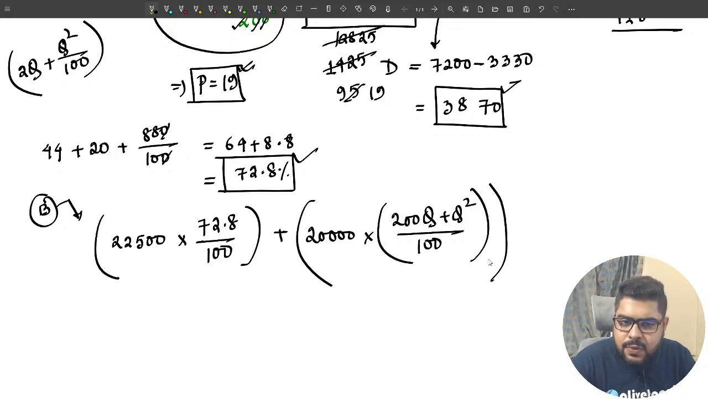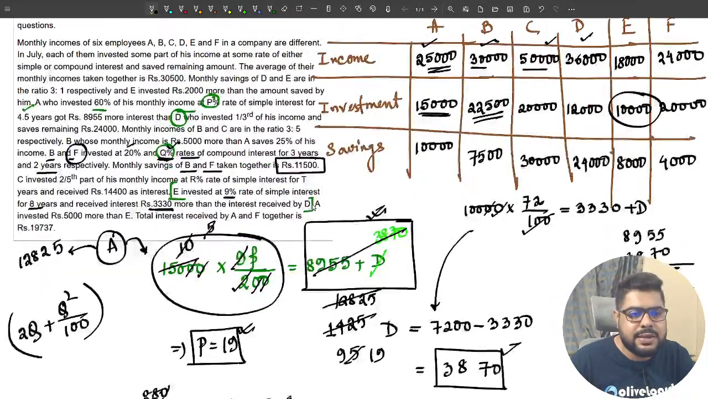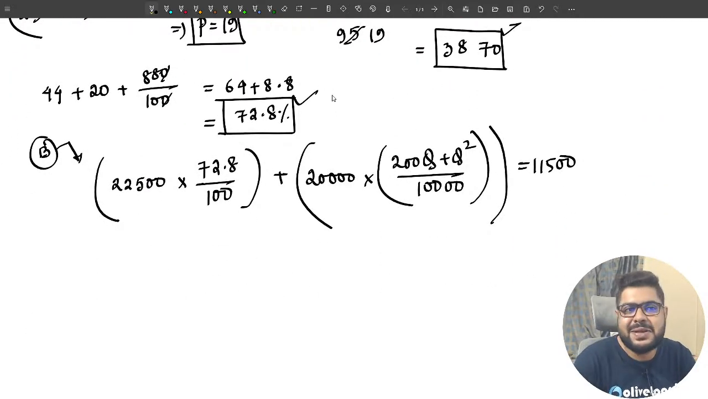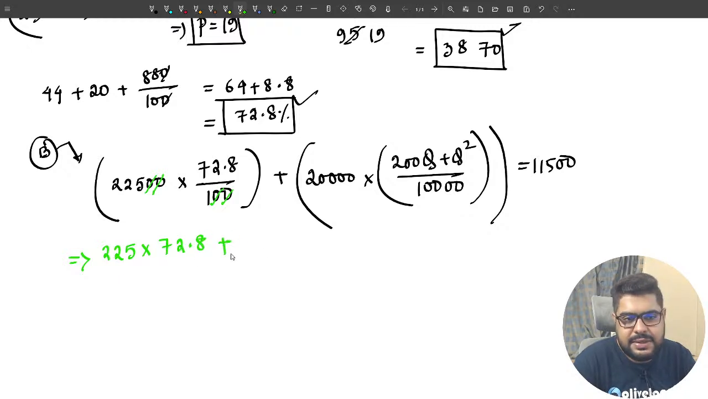So this is 100, and for the percentage we will have another 100. So I'm writing it here. So this total is given to you as 11,500. This is your equation. Now we have to proceed by doing this. Oh my god. 225 into 72.8 plus this is going to be say 10,000. This is not very difficult.